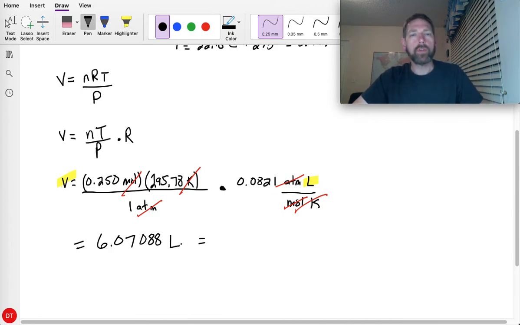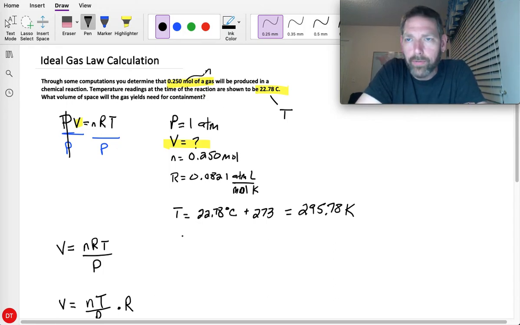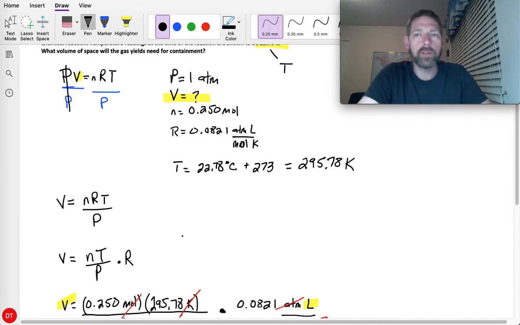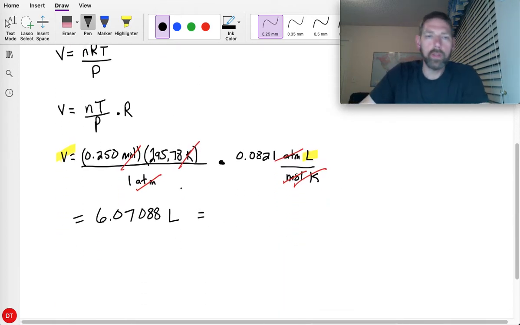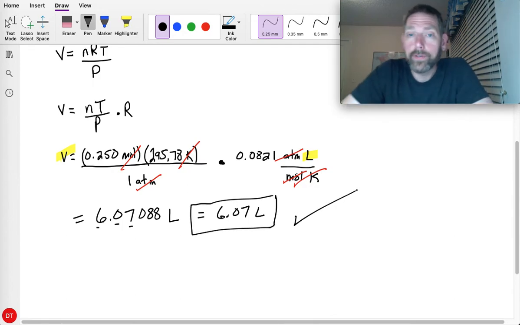And so let's think about this. We've got 0.250 moles. We've got 22.78 Celsius. So the question is 3, 4 significant digits. If we look at our R value, it's 3 significant digits. So we can evaluate this to 1, 2, 3. That 0 is right there. If we were to go to 4, we'd go to here, but 3 is good. So 6.07 liters. That's our answer.